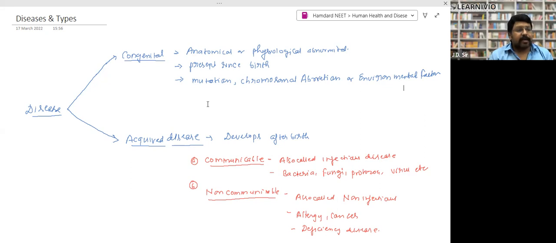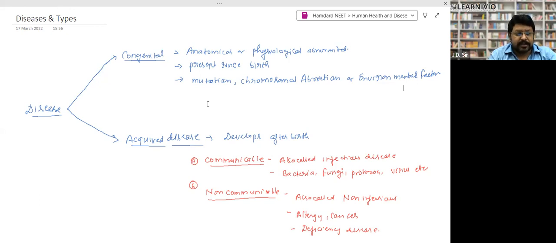Normally, congenital diseases are not transferred from one person to another. The person takes birth with a congenital disease. So the very important thing is that they are not communicable diseases. They cannot be transferred from one person to another. So these are the congenital diseases, which a person is born with. Now what is the next one?